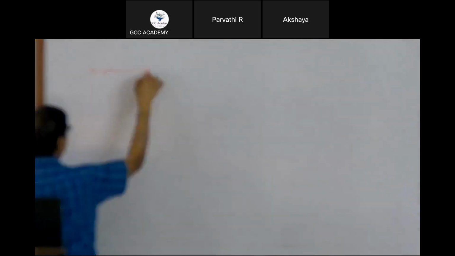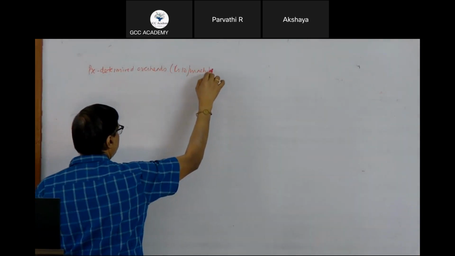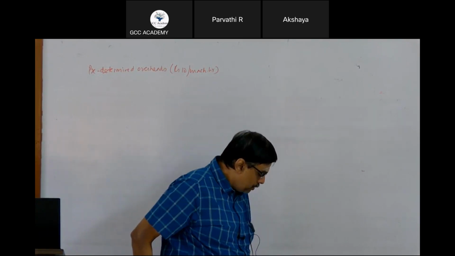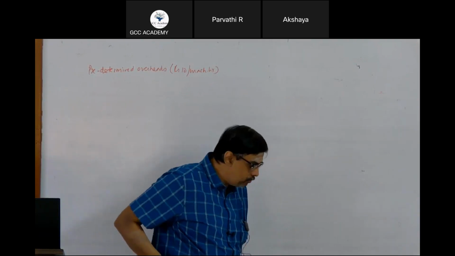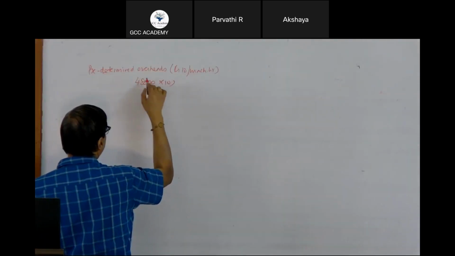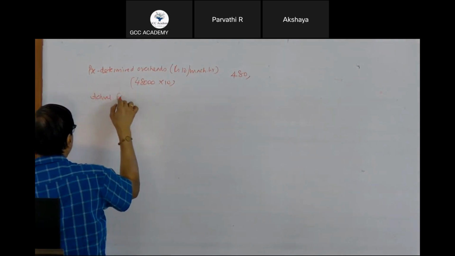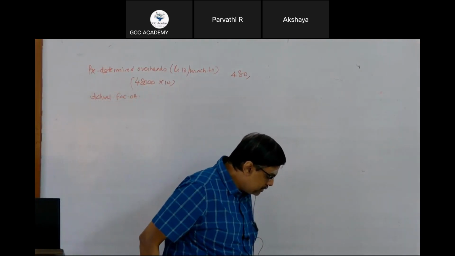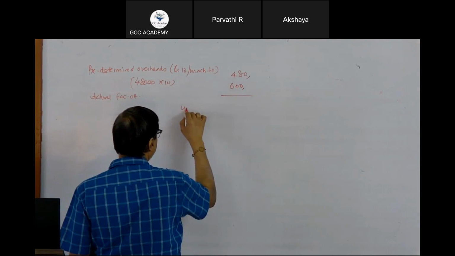Predetermined overheads. Now the overheads is absorbed on the basis of what? It is 10 per machine hour. How many machine hours have been operated during the period? 48,000. So predetermined overheads is 48,000 into 10, 4 lakh 80,000. What is actual overheads? Actual factory overheads incurred during the period was 6 lakhs. So budgeted is 480, actual is 600, so under-absorbed.